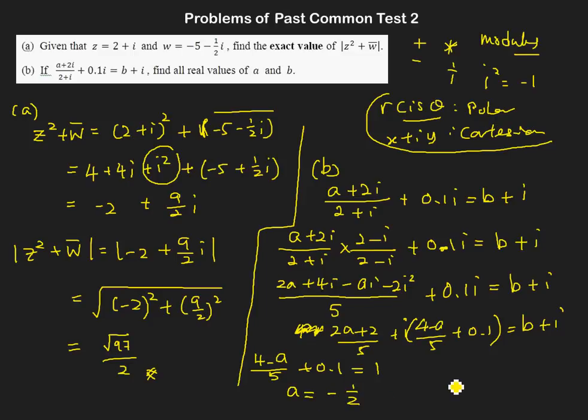And now let's work on the real part. 2a over 5 plus 2 over 5. This is equal to b. We now know the value of a, negative half. So by solving this, substituting this into here, you should get 0.2.